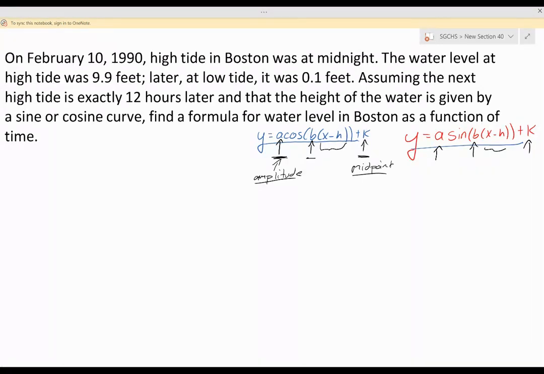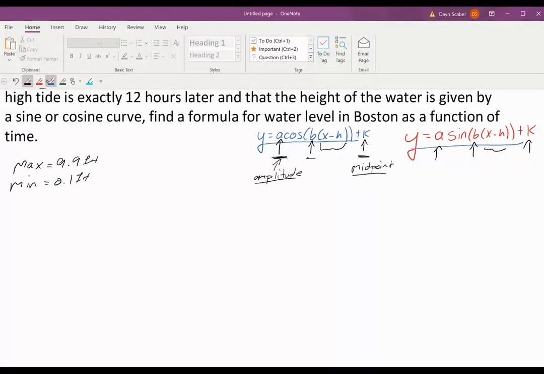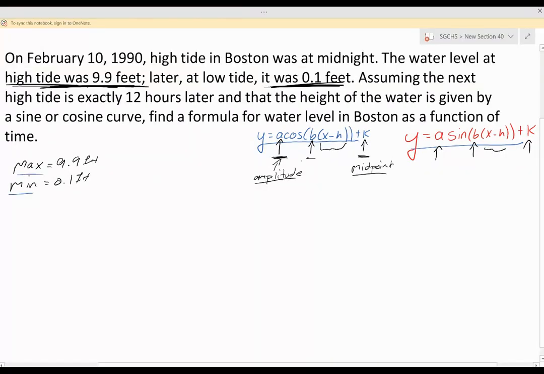Now our question here tells us that we have a high tide of 9.9 feet. That is our maximum. It also tells us we have a low point at 0.1 feet, or a low tide, which would be our minimum. So our max point equals 9.9 feet, and our min point equals 0.1 feet. Now, understanding the equations that allow us to use these values to determine amplitude and midpoint are very useful. Amplitude, which is A, equals max minus min divided by 2.